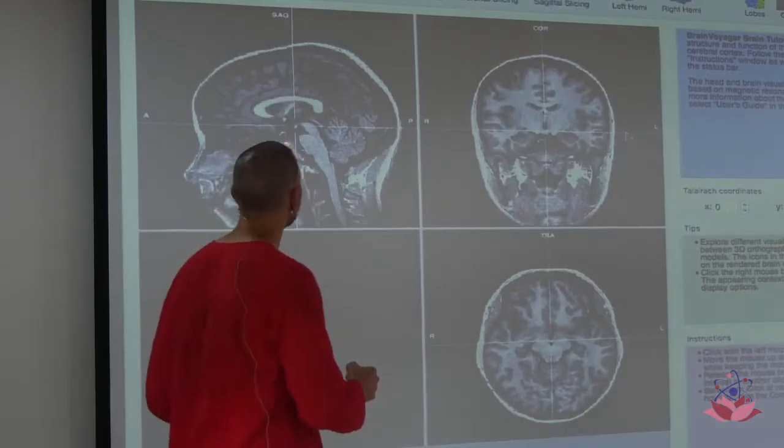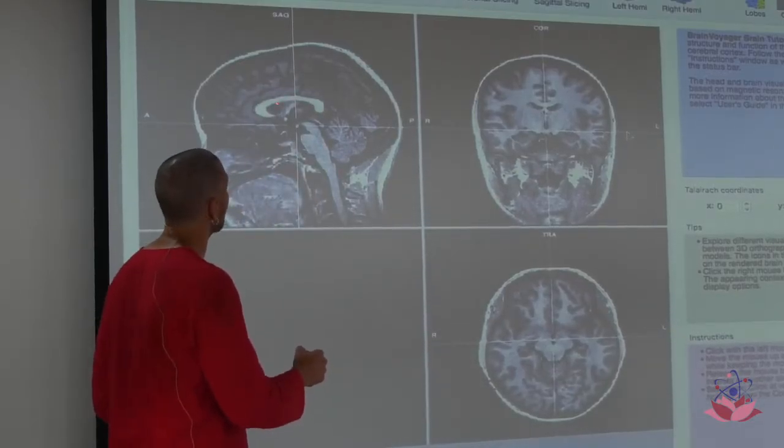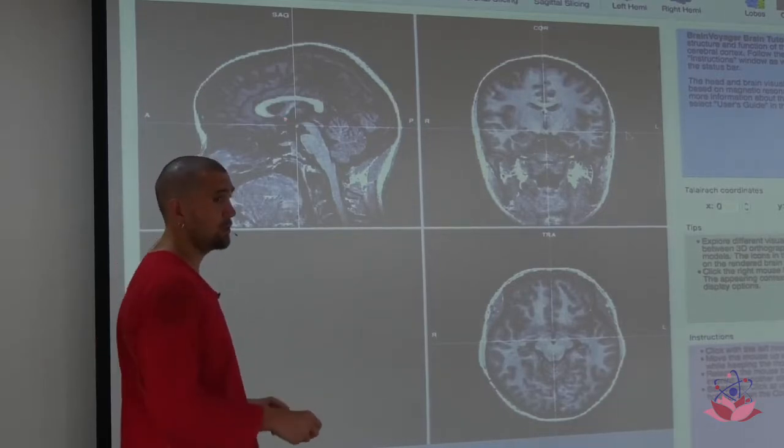And most of that communication is done through this white structure right here. We call it the Corpus Callosum.